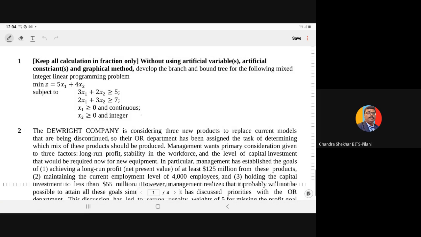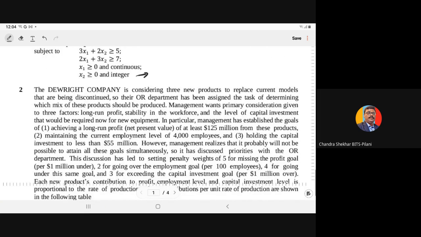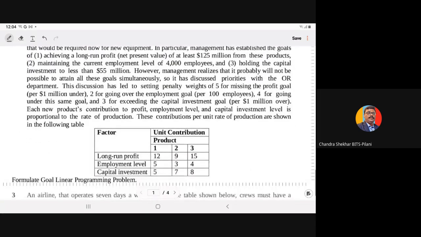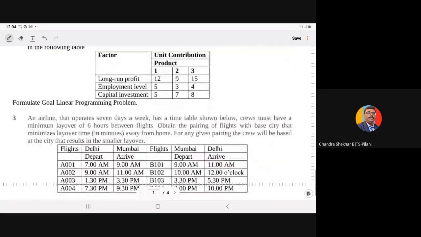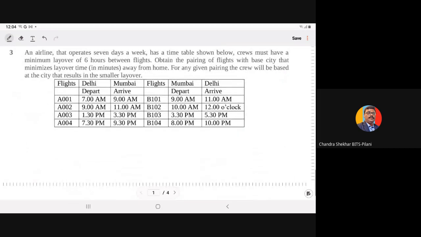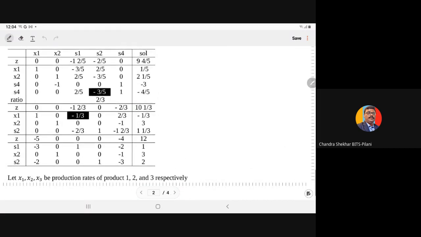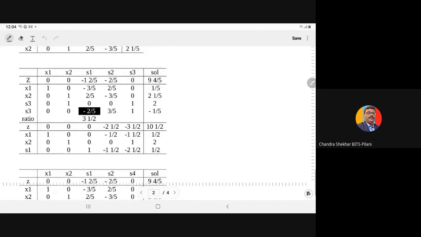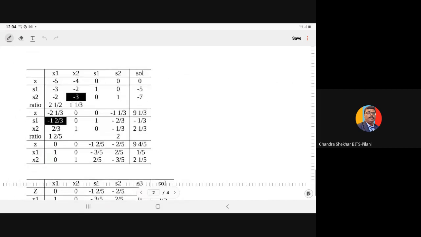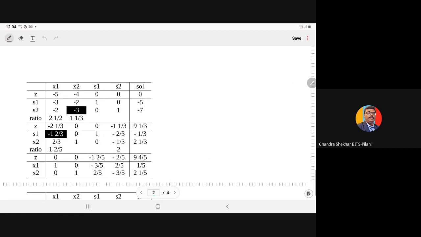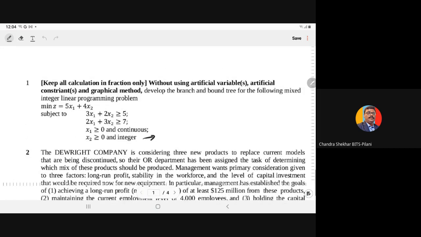Here only x2 is an integer. It is a two variable problem. You can solve this by the graphical method also, but it is given to you not to use the graphical method. So we have to go with the simplex table. Any simplex method we can use. Here we don't have the optimal table to begin with.